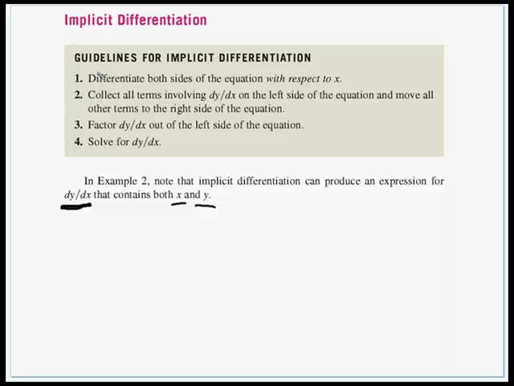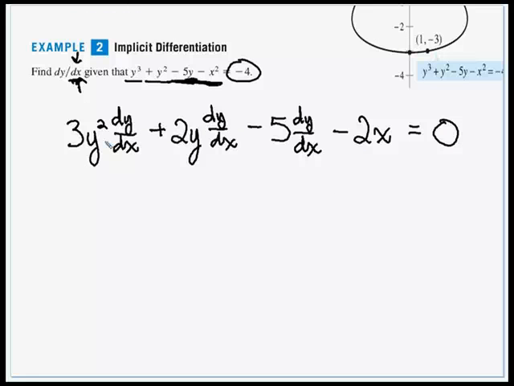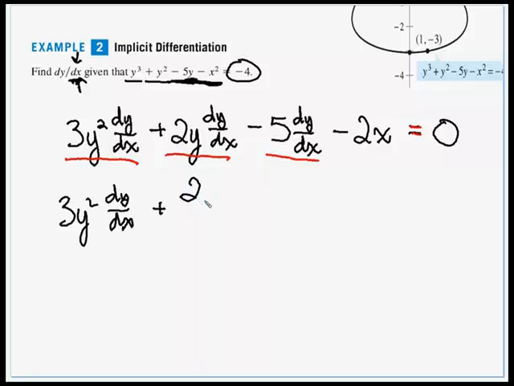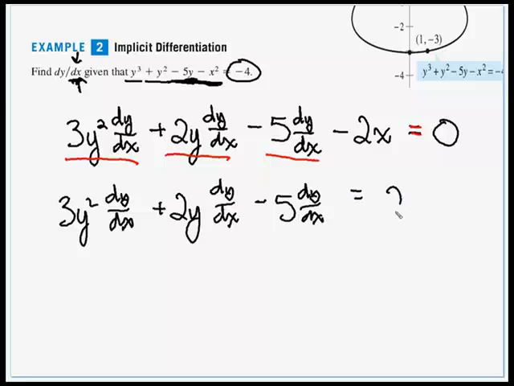So back to the guidelines, we differentiated both sides. Now we're going to collect all the dy/dx's on the left side and move everything else to the right. So that's an easy fix. These terms have a dy/dx in them, so they're going to stay here on the left side of the equal sign. This 2x is going to move over to the other side. So I have to rewrite all this just to move that -2x over. 3y squared dy/dx plus 2y dy/dx minus 5 dy/dx equals 2x.